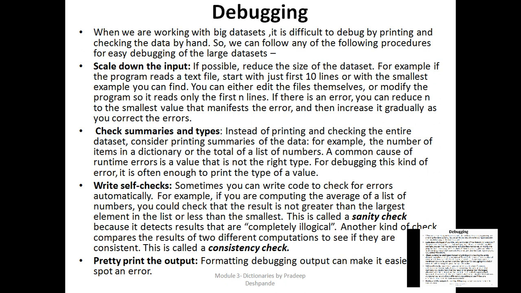Then print the output. Formatting debugging output can make it easier to spot an error. It means whenever you have loops with many lines within them, you can split them into different parts, for each two lines. If you display the output, you can get rid of the errors. You can go through the errors easily.